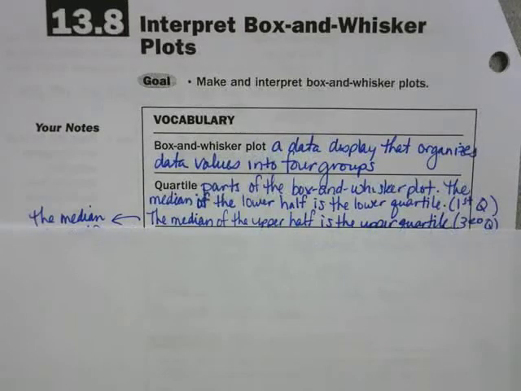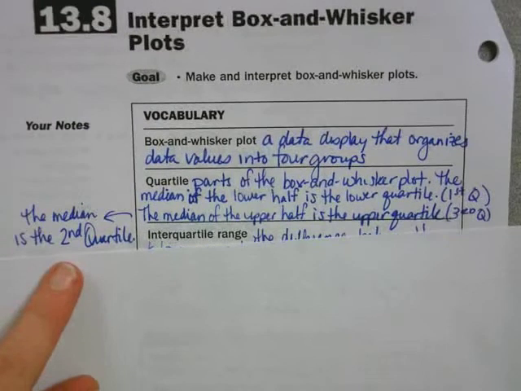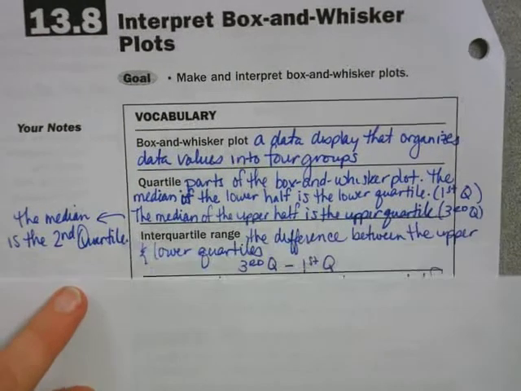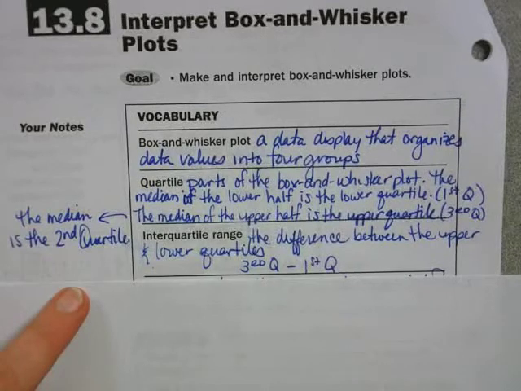Quartiles are parts of that box and whisker plot. The median of the lower half is the first quartile. So you have split the data in half. The middle of the bottom half is the first quartile. And the middle of the upper half is the third quartile. The median happens to be the second quartile. The interquartile range is the difference between the upper and the lower quartile. So it's the third quartile minus the first.